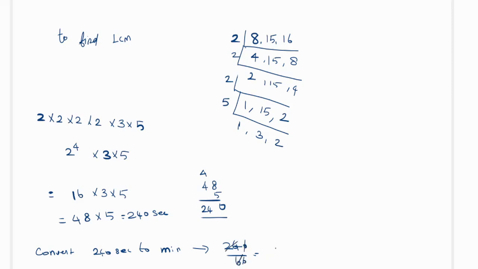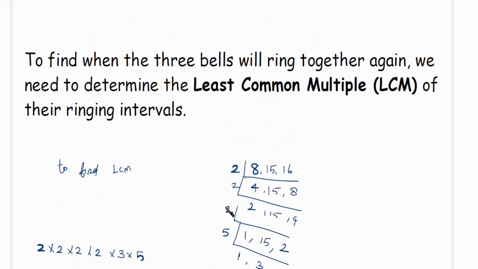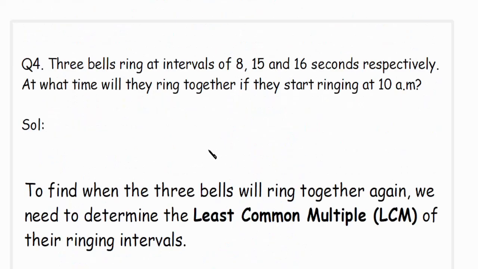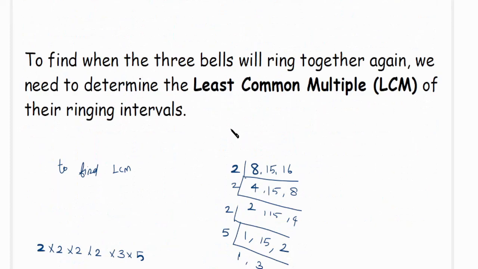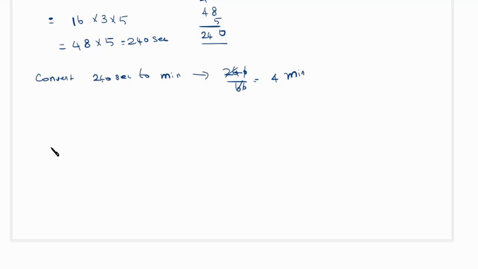And cancel this one as 4. So 4 minute. Now the bell starts ringing at 10 a.m. We have to add the two values, 10 a.m. plus 4 minutes. So this can be added like that.